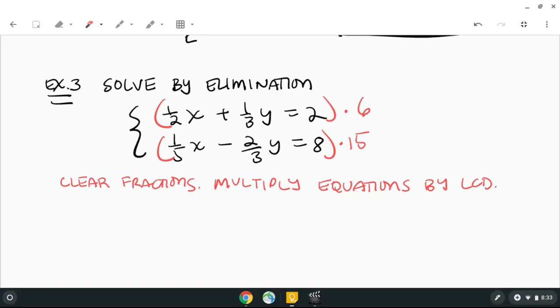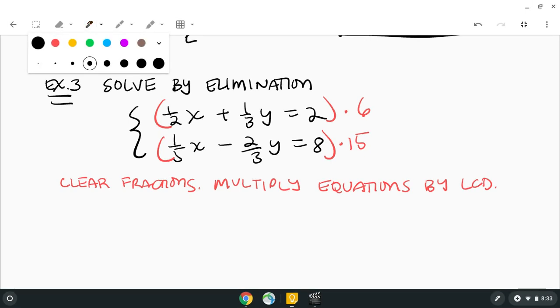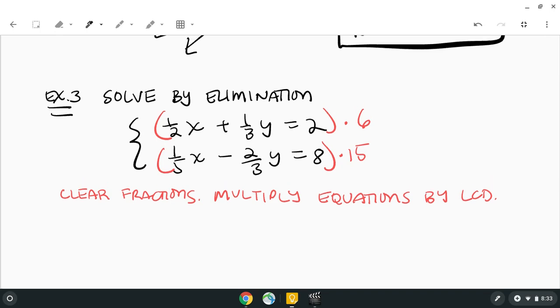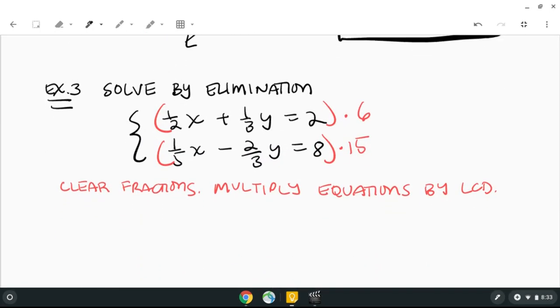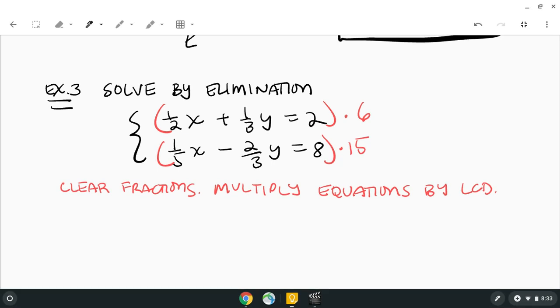Right now, all we're doing is clearing our fractions. And then once we do that, everything becomes the same process as the ones up here. Then you can decide what you're going to multiply by to eliminate. Right now, we're just deciding what to multiply by to clear our fractions, not to do the elimination method. Okay. All right, so distributing that 6 to the 1/2, 1/2 of 6 is 3.